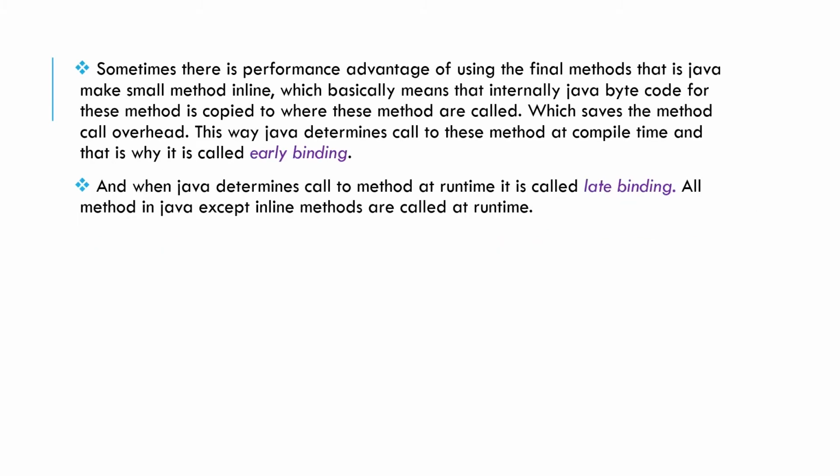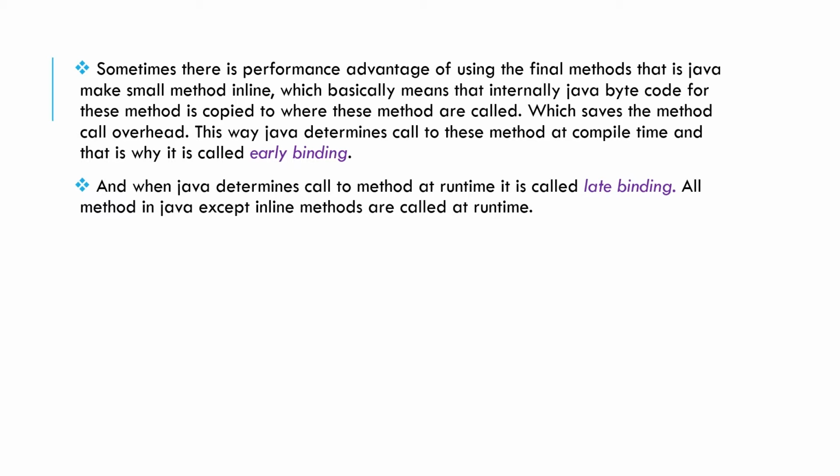Some important points: sometimes there is a performance advantage of using a final method, that is, Java can make small methods inline, which basically means that internally the Java bytecode for these methods is copied to where these methods are called, which saves the method call overhead. This is the way Java determines the call to this method at compile time, and that is why it is called early binding.